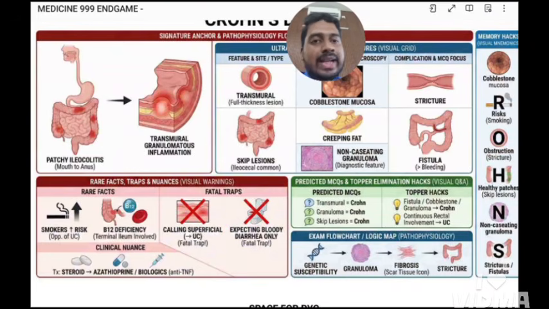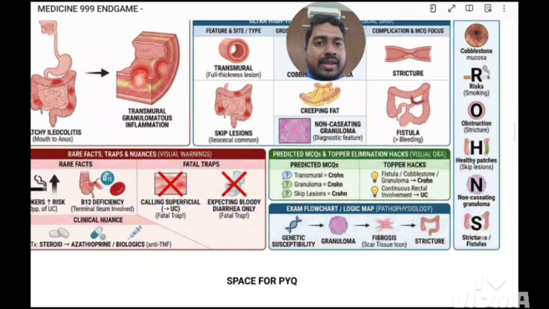So there won't be only bloody diarrhea, there can be only pain abdomen or acute abdomen. So don't just wait for blood in the stools. Okay. So treatment, you will use steroids along with azathioprine and biologicals. Okay, that is anti-TNF agents.